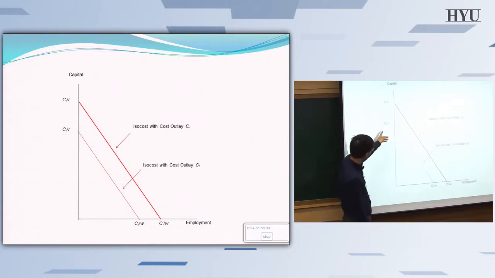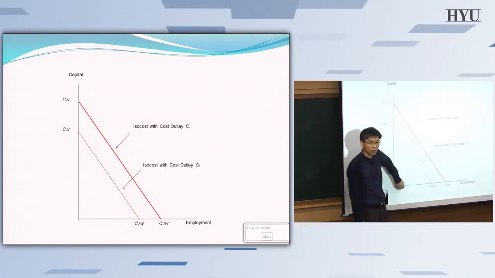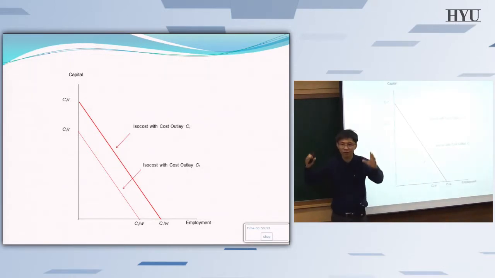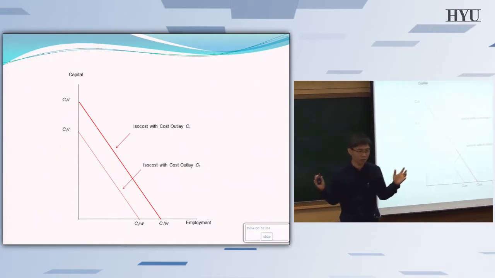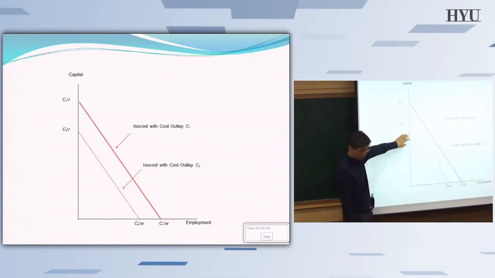For example, say total cost is C0. Then one way of using C0 is to not use any capital, just use labor. Then your labor input should be C0 divided by W. You use only labor. Say you have $1 million and each worker is paid $1,000. Then you hire 1,000 workers using $1 million. So that is this point.